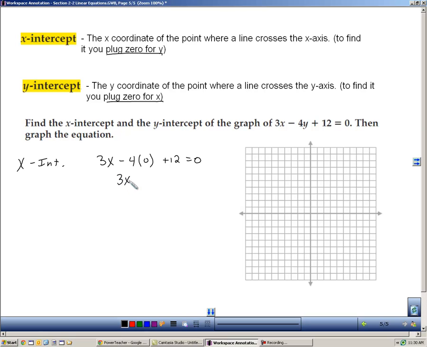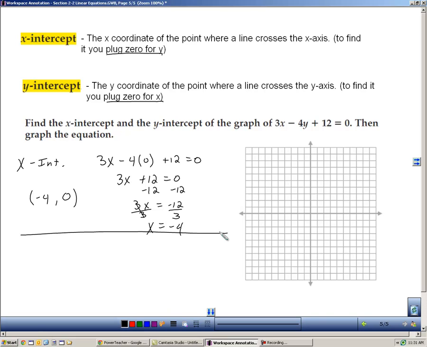So 3x plus 12 equals 0. Subtract 12. So 3x equals negative 12. And then divide by 3. So it looks like x equals negative 4. That means when I plug a 0 in for my y, I got a negative 4 for my x. So that is my x-intercept. That's how you find it.